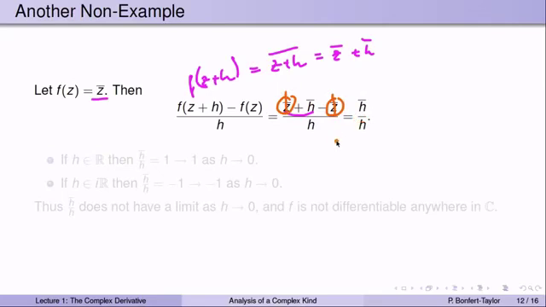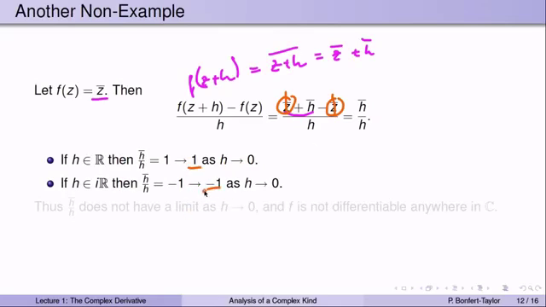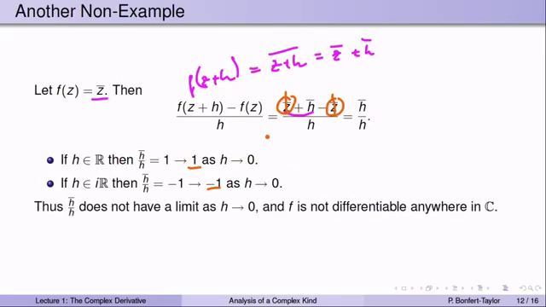Does that have a limit as h goes to 0? I don't think so. If h is a real value, then the conjugate of h is simply h, and the quotient is equal to 1, approaching 1 as h goes to 0. If h is purely imaginary, then the conjugate of h is the opposite of h, and so the quotient evaluates to negative 1, and has a limit of negative 1. And if h approaches the origin any other way, it gets even more complicated. Certainly, the limits are not the same, and that already proves that the limit of the difference quotient does not exist as h approaches 0. And therefore, f is not differentiable anywhere in the complex plane.